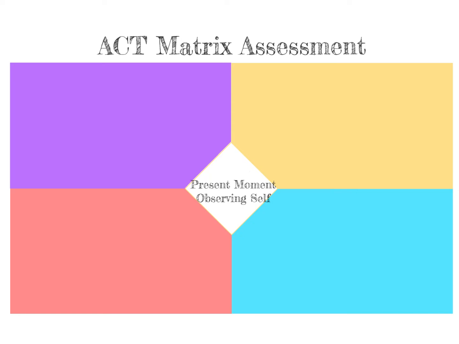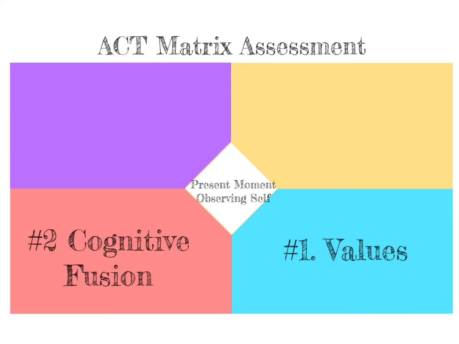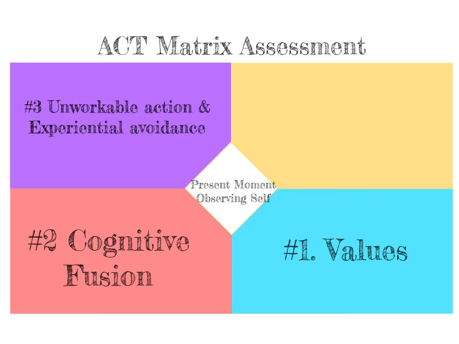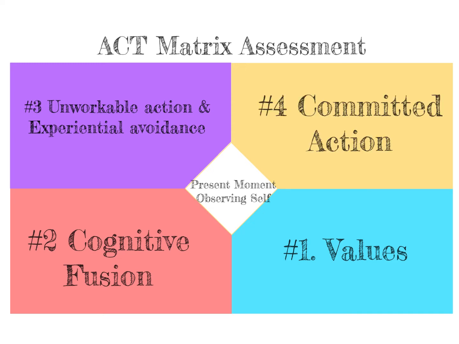For a frame of reference, let me go around the quadrants really quick. You have quadrant number 1 down in the bottom right, that is the values quadrant. Quadrant number 2 to the bottom left, you have the cognitive fusion quadrant with thoughts and emotions. In quadrant number 3, you have unworkable action and experiential avoidance. And number 4, it's the top right. You're going to have the committed action, which are value-based behaviors. And in the very middle, we have the present moment and the observing self.